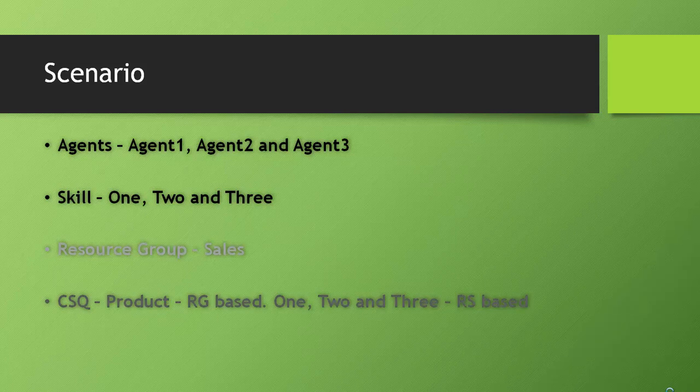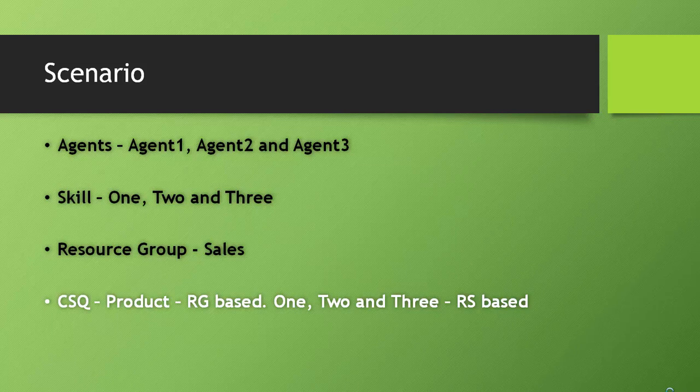Okay, and we will be creating the CSQs, and as you all know, with the help of a CSQ we are able to route the call either based on a resource group or based on the resource skill. So we have three different skills and one resource group, so we would be creating four different CSQs, and I will let you know how these CSQs work in the lab. With that said, let me navigate over to the Unified CCX administration web page.